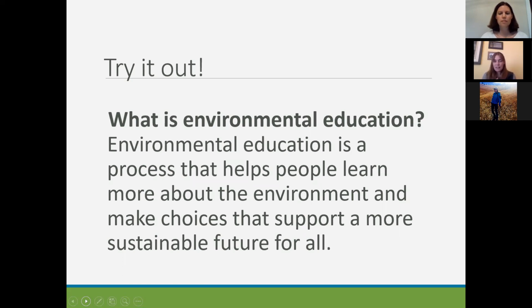So I'd love to put us in small groups, maybe of about 3. How would you change this statement? It's just explaining what environmental education is: a process that helps people learn more about the environment and make choices that support a more sustainable future for all. So we'll take 6 or 7 minutes in small groups and chat about what are some of the tools that we talked about that you might be able to weave in to tweak and improve this statement.